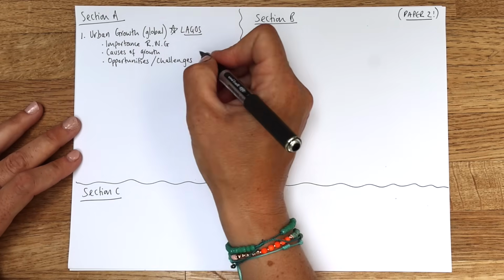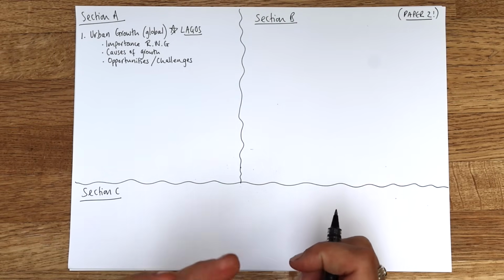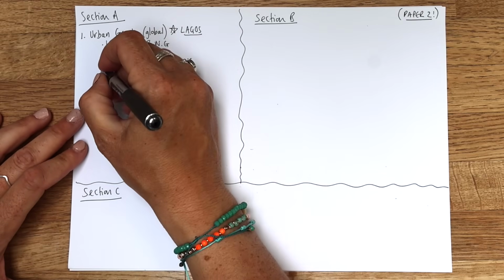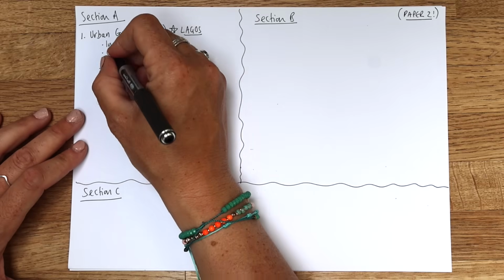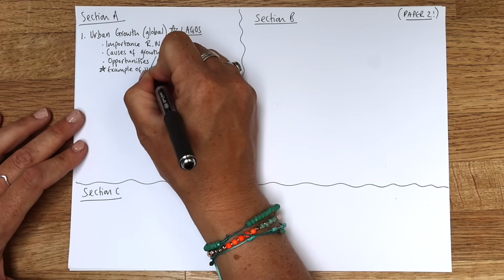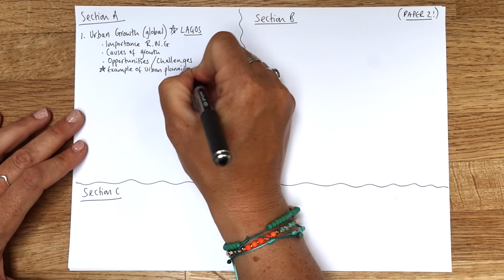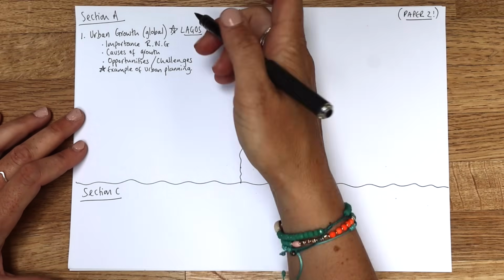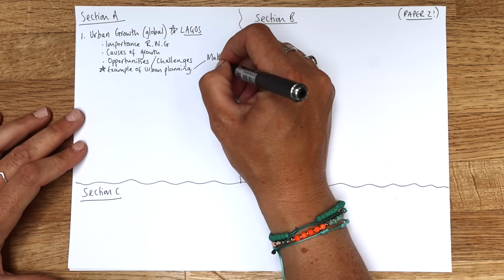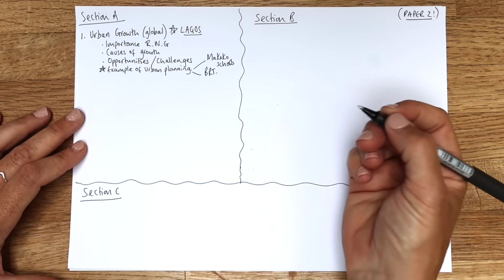And then you also need to have your example of urban planning. So that could be your Makoko floating school or your bus rapid transport. So I'll put another star down there. We'll have your example of urban planning. I've done a separate video on those, as you'll find for lots of these, a separate video on Lagos as well. But yeah, that could be Makoko schools or bus rapid transport.